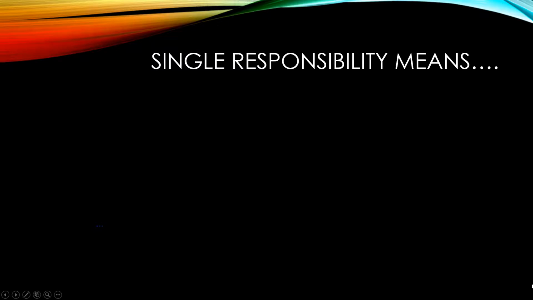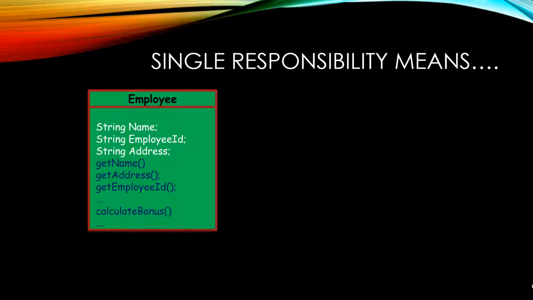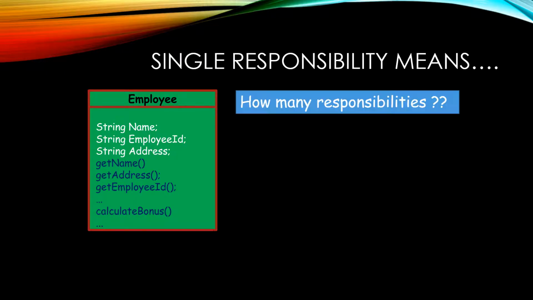Let's say we have an employee class that stores employee details such as name, ID, and address. We also have get and set methods for these. Then there is also another method that calculates bonus for the employee. Now, can you pause here for a moment and think about how many responsibilities this class has?